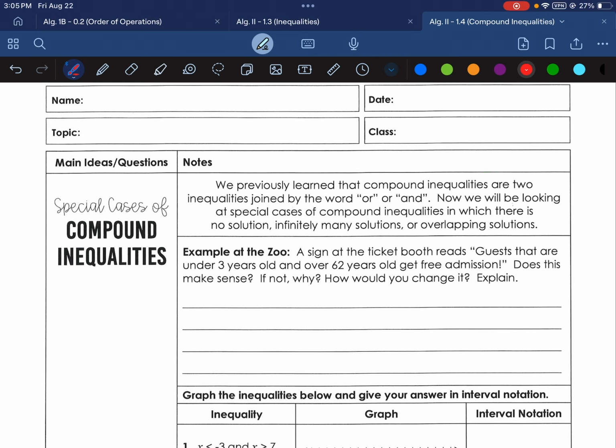Now an example, let's say you're going to the zoo. I love going to the zoo with my son. So a sign at the ticket booth reads, guests that are under 3 years old and over 62 years old get free admission. And the question is, does that make sense? If not, why? And how would you change it?